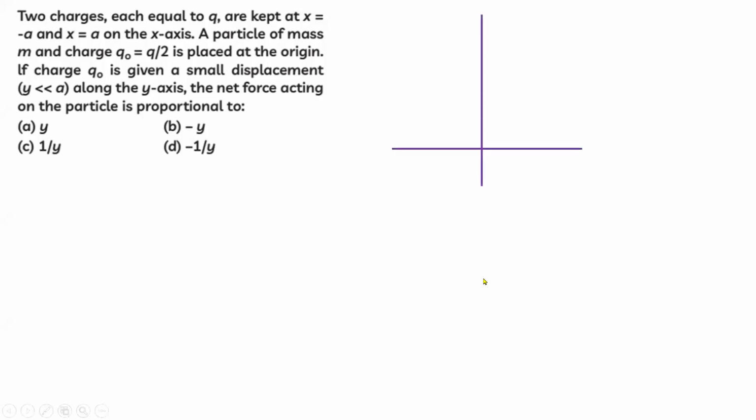So let's say we draw the axis. We have a q charge which is kept at a units to the right hand side and another charge q which is on the left hand side. Both the charges are at the same distance from the origin. Next, we have a third charge q naught, which is equal to q by 2, which is placed at the origin. So this is its location.